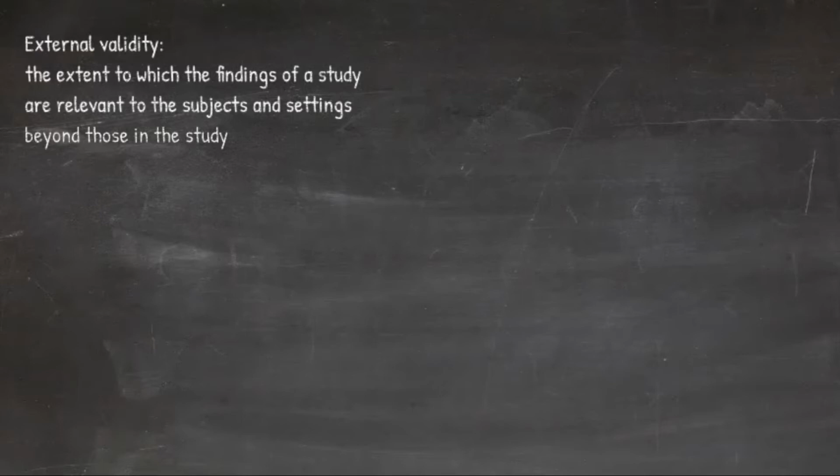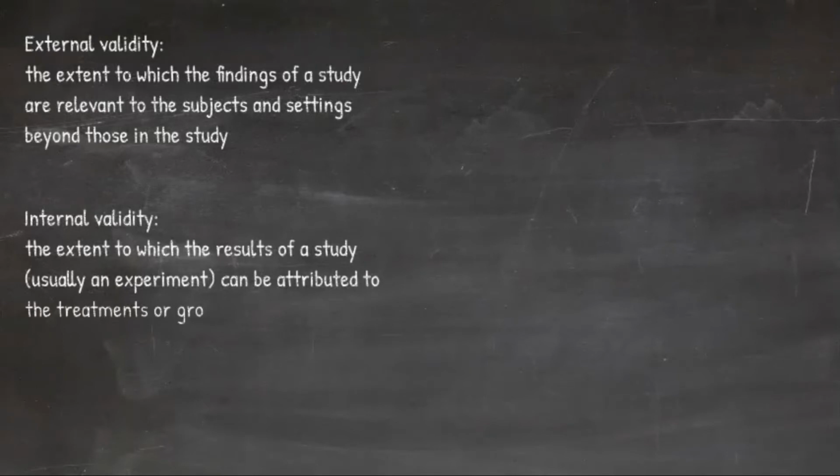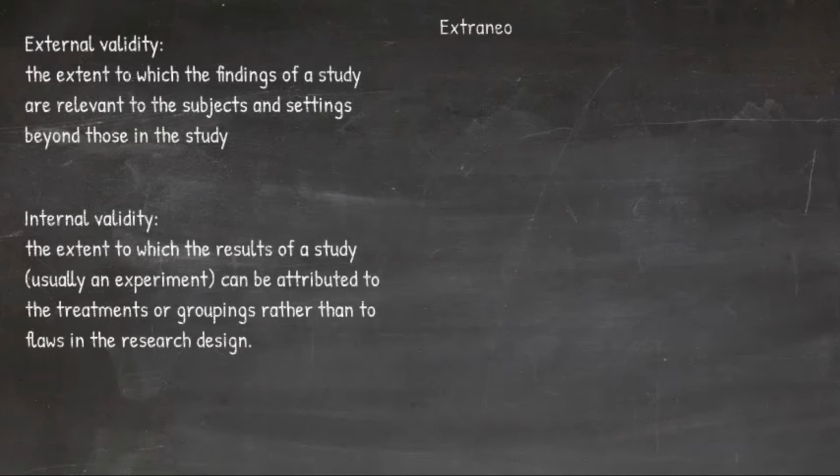Generally, the term external validity is used in order to contrast it with internal validity, which has more to do with one's measures. Internal validity is the extent to which the results of a study, usually an experiment, can be attributed to the treatments or groupings rather than to any flaws in the research design. In other words, internal validity is the degree to which one can draw valid conclusions about causal effects of one variable on another. This depends on how well the so-called extraneous variables have been controlled by the researcher.